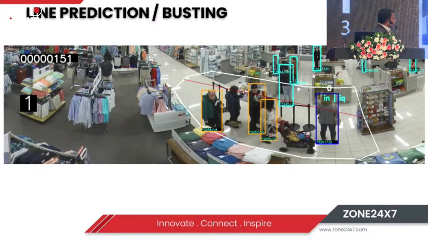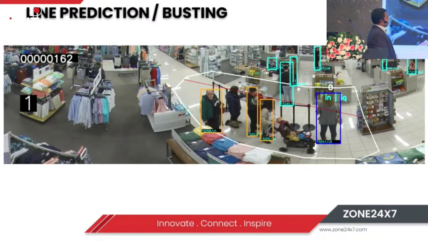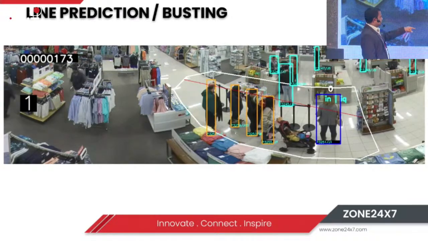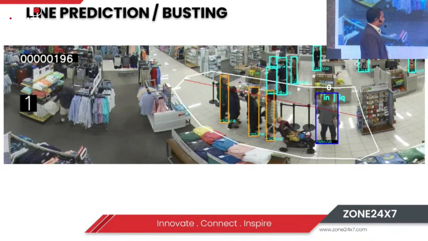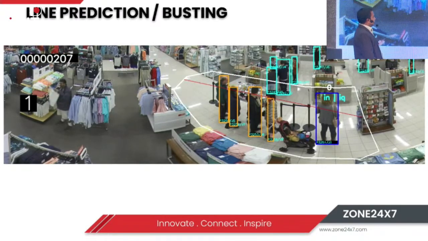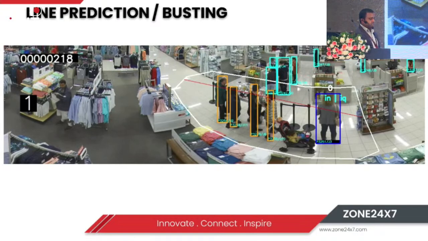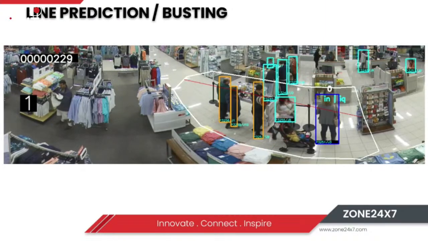queue in real time. And here you will see people are passing this area, but they are not counted as people who are waiting there to check out. In the best interest of time, I will try to fast track.